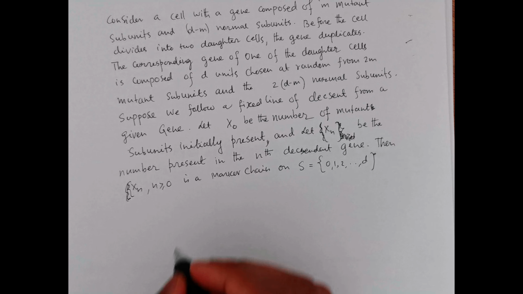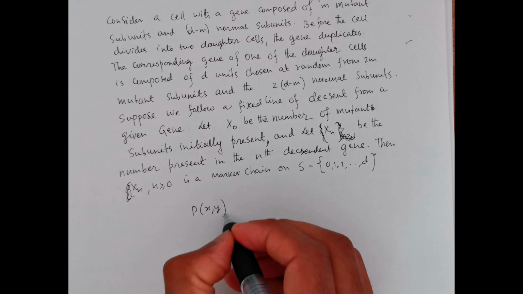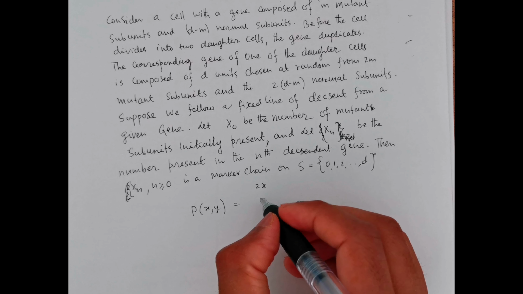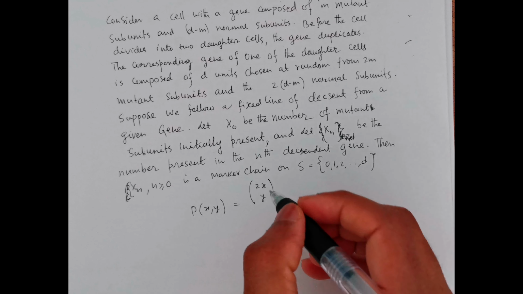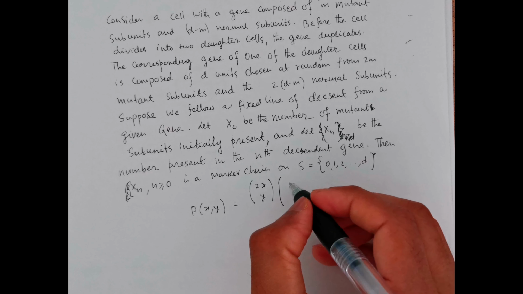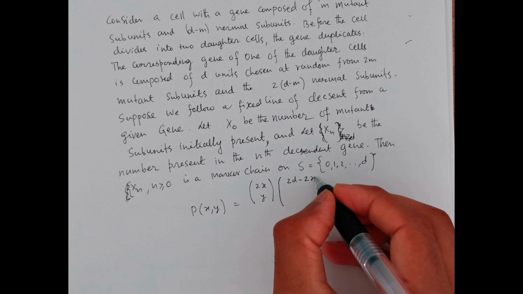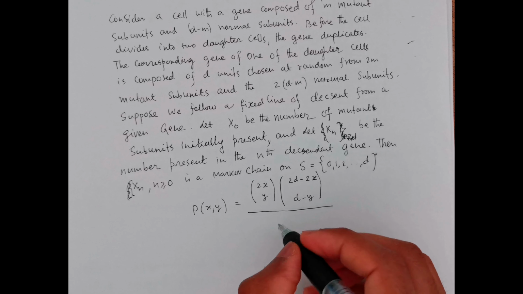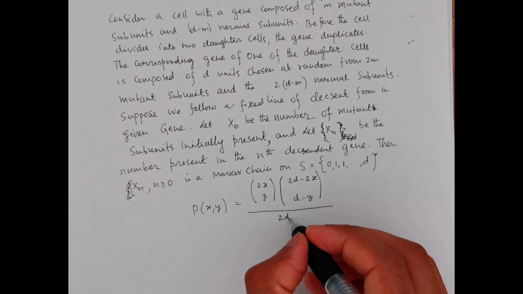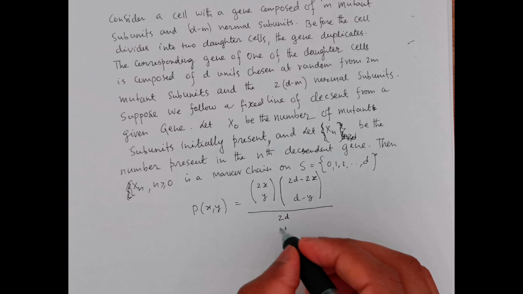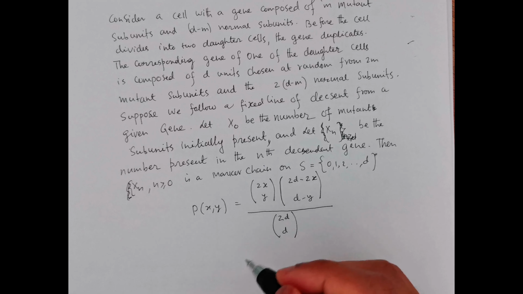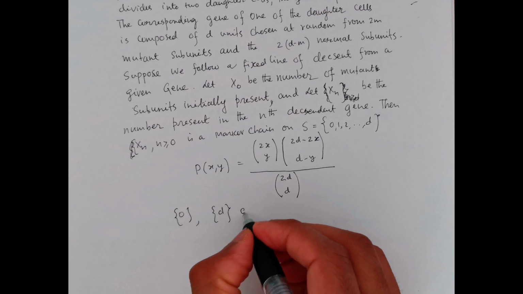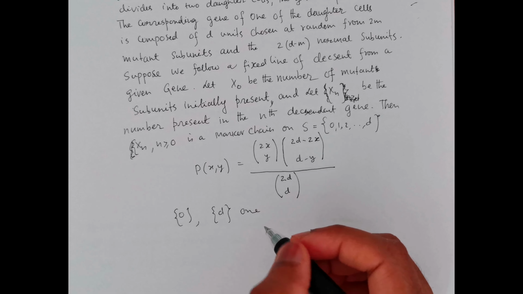And Pxy, the transition function, is 2x choose y times 2D minus 2x choose D minus y, divided by 2D choose D, right? So state 0 and state D are absorbing states for these chains.